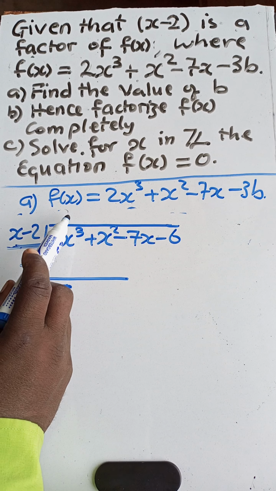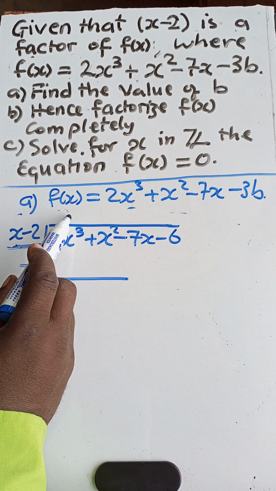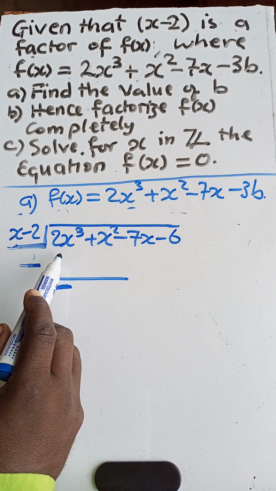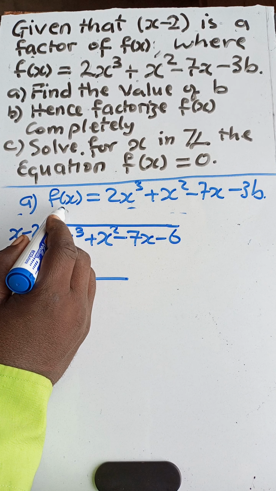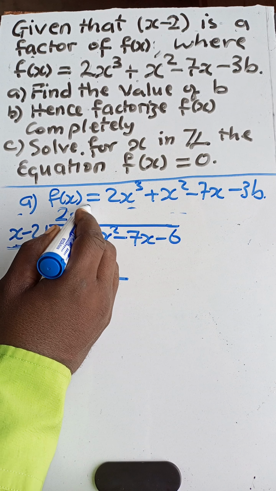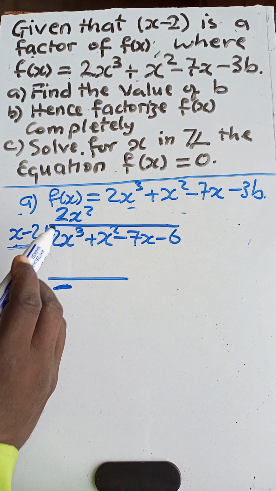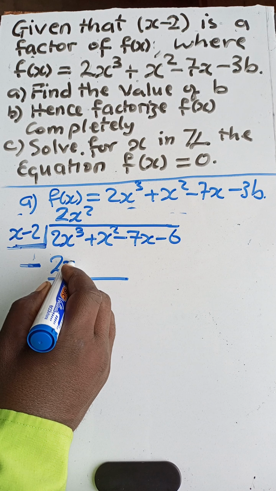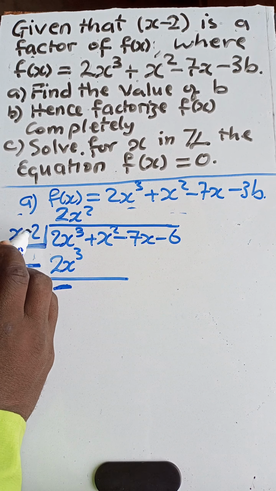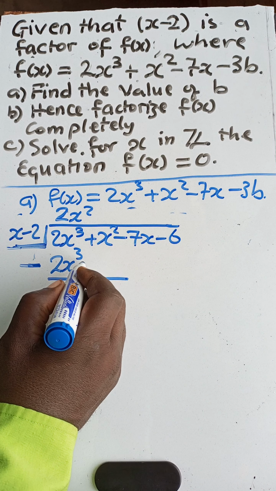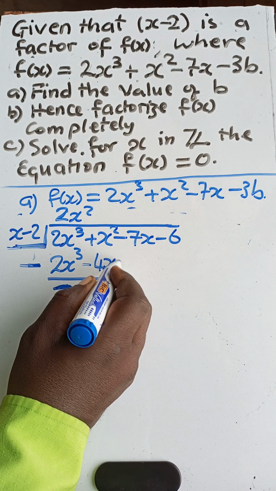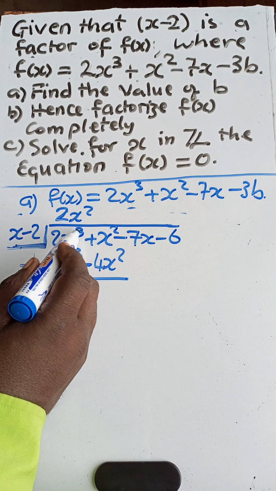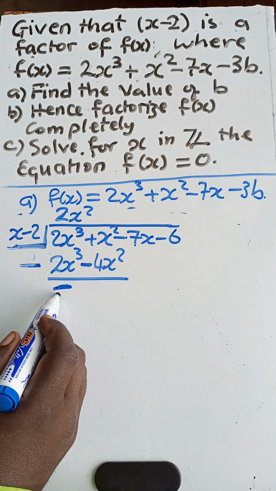So we look for that expression that when we write here and multiply backward, we're going to have 2x cubed here. You can see that it should be 2x squared, right? 2x squared multiplied by x will give us 2x cubed. 2x squared multiplied by negative 2 gives us negative 4x squared. So that when we do this subtraction, 2x cubed minus 2x cubed, we have 0.